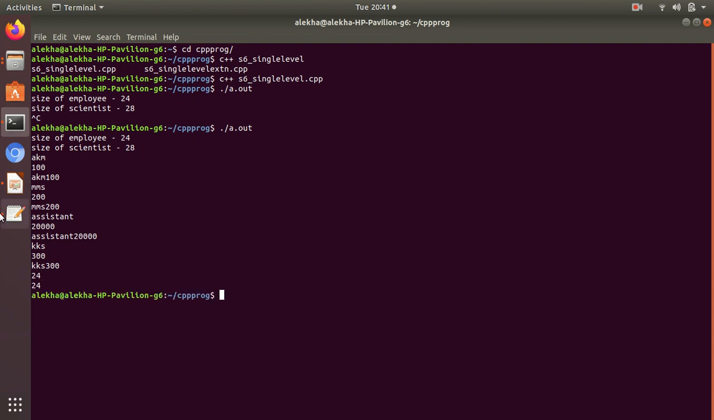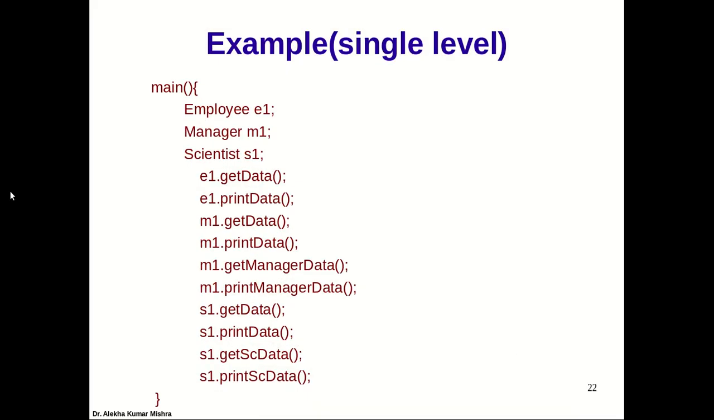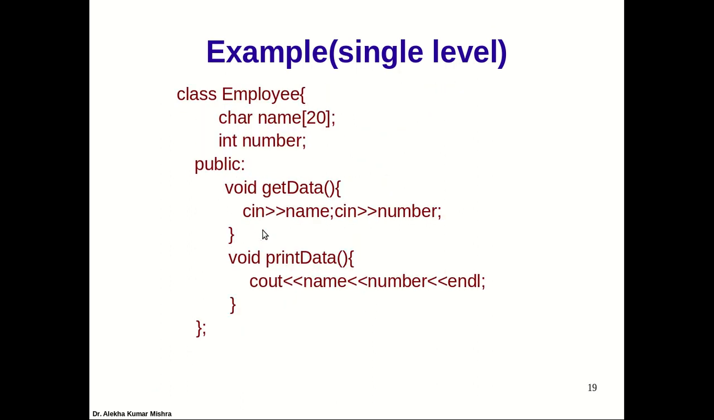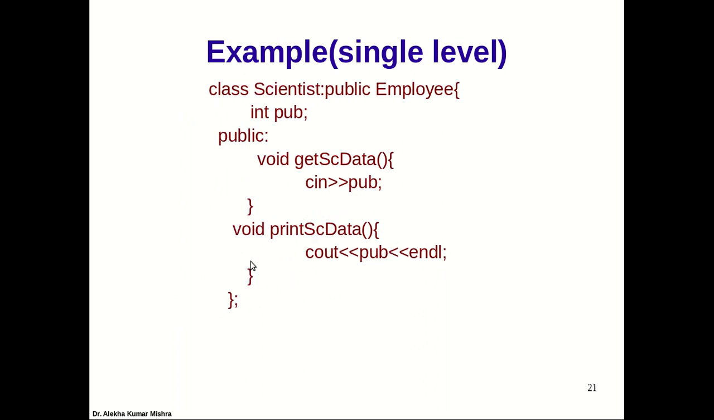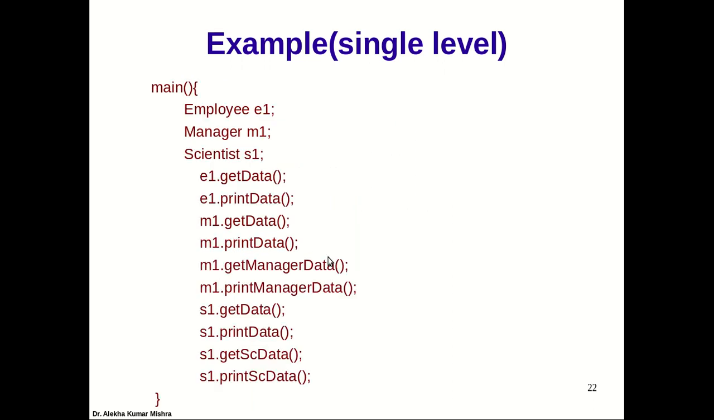All right. So this is how we can use the functions. Here is an example that shows how we can use the base class functions, which are derived inside the derived class, using the object of the derived class. You can very well see that we have not defined the get data function and print data function inside the derived classes. No, we have only get manager data and print manager data, but those functions are also available. That's why using an object of manager, we can call those two functions. Similarly, using the object of scientist, we can call those two functions.